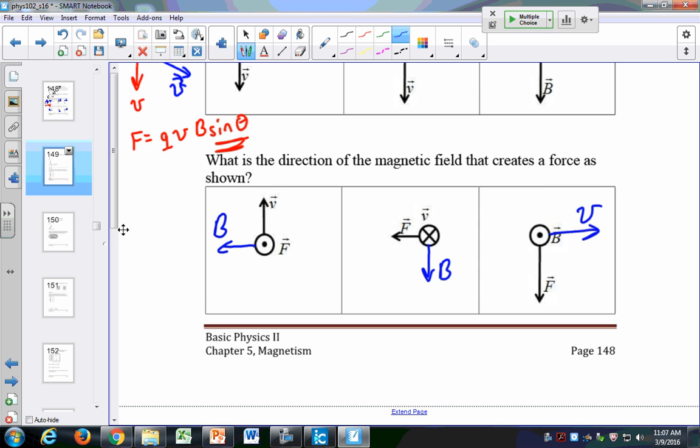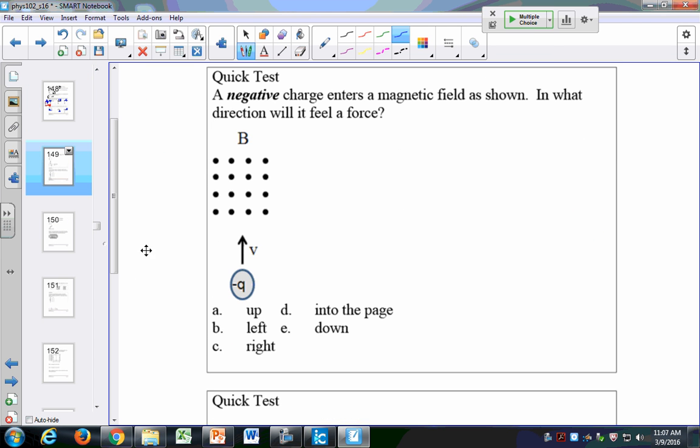Okay. Let's try this. A negative charge enters a magnetic field as shown. In which direction will it feel a force? Remember what happens when we have a negative charge to our force vector.